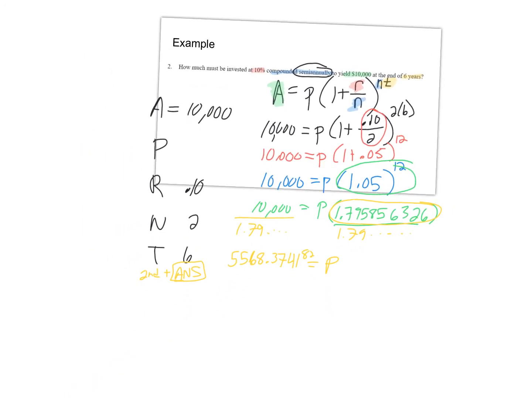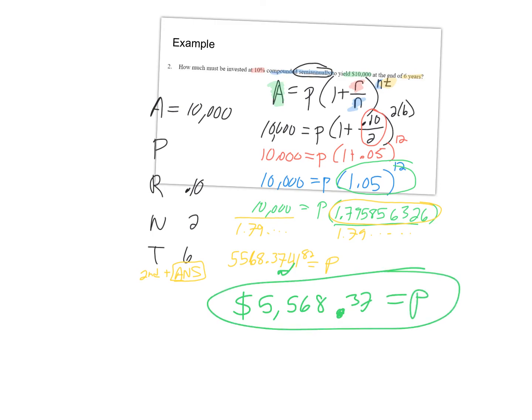And again, remember, since we're dealing with money, it's going to be 5,568 point 37, a point, not a comma. So that's what you have to invest to start in order to have $10,000 after 6 years. All right, let's keep moving.